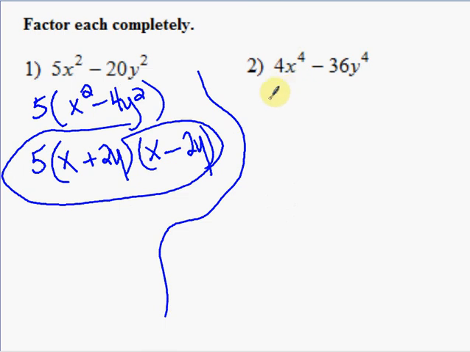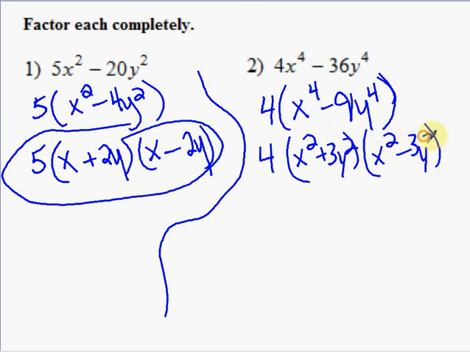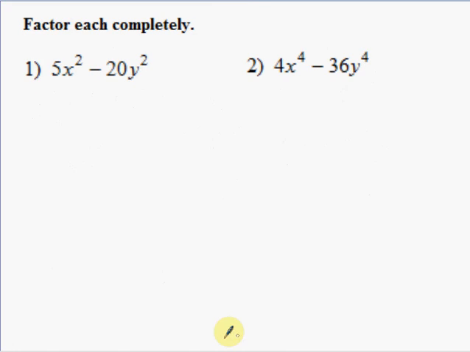In number 2, my GCF is a 4, and I'm left with the quantity x to the 4th minus 9y to the 4th. So I keep my 4. I notice that I have a difference of squares, and so that's x to the 2nd plus and x to the 2nd minus, and then we get 3y squared as the square root of the second term. Okay, so no big deal. It's called a difference of squares that we're factoring.